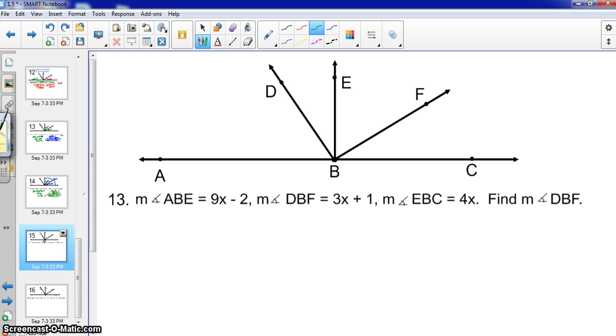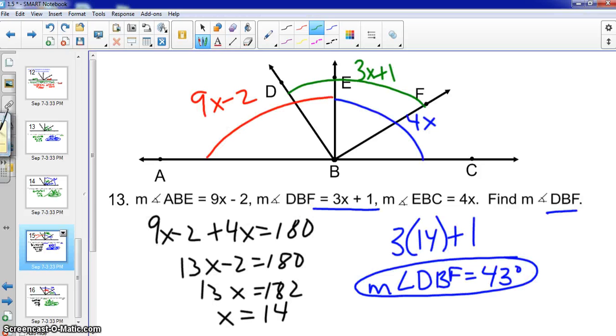Go ahead and pause the video and solve the last two problems. Number 13, I've marked the different angles given. If we notice here, the red angle of 9x minus 2 and the blue angle of 4x, together they form the straight angle, which gave me the equation down here to add them up and set them equal to 180, giving me my x value. And DBF being given as 3x plus 1 was only given to help solve at the very end, to plug in the 14 to solve for the angle, which gives us the angle of 43 degrees.